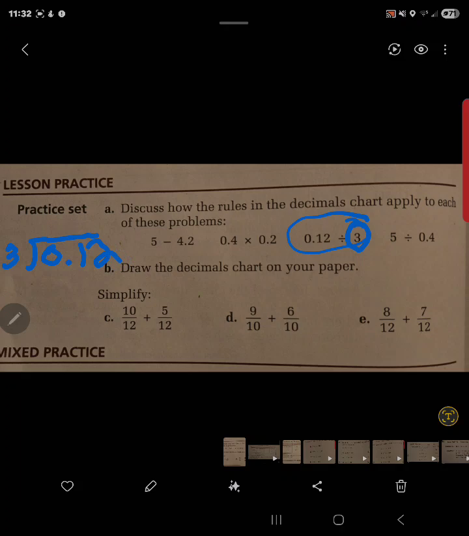Now, I'm going to caution you, whenever you do questions like this, make sure whenever you're dividing, the first thing that you do is I want you to go ahead and put your decimal place where it goes.